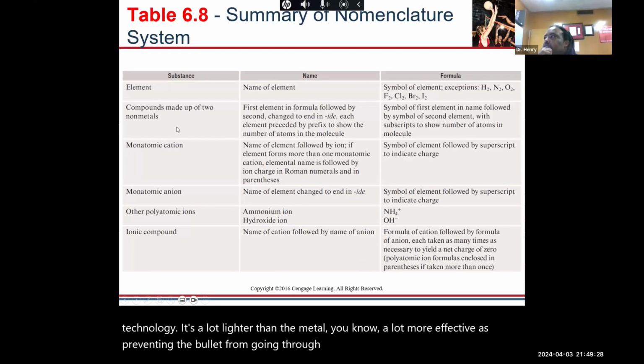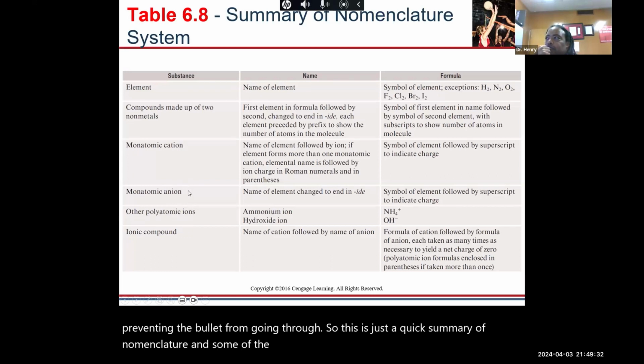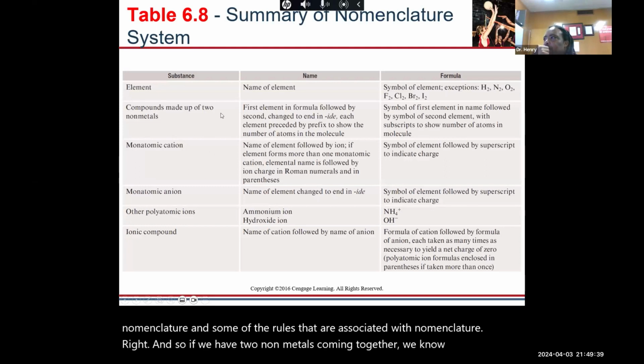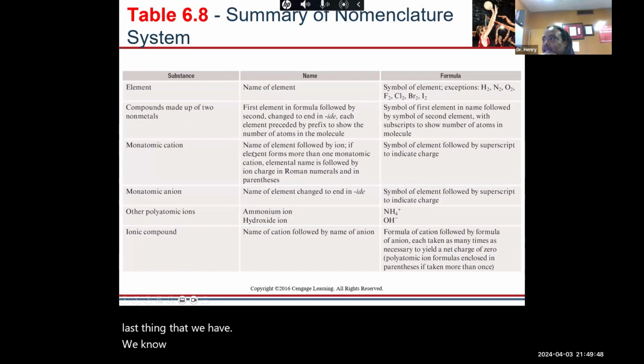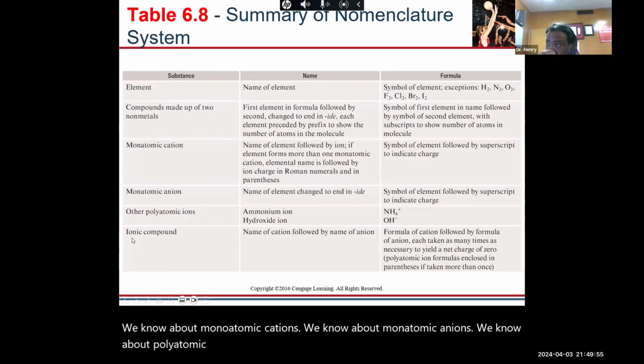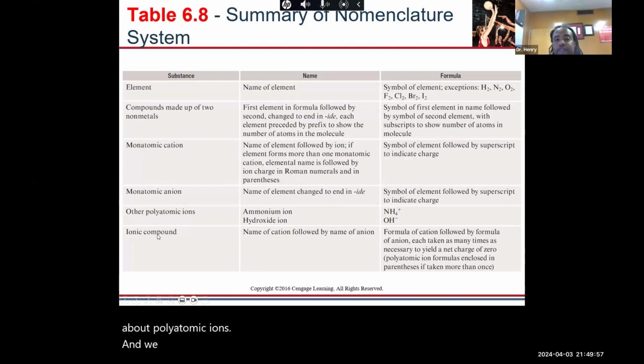So this is just a quick summary of nomenclature and some of the rules that are associated with nomenclature, right? And so if we have two nonmetals coming together, we know that we're going to be using those Greek prefixes, and we're going to be using "ide" at the very end. We know about monatomic cations. We know about monatomic anions. We know about polyatomic ions. And we know about ionic compounds, where we have to add the two together and they have to add up to 0.